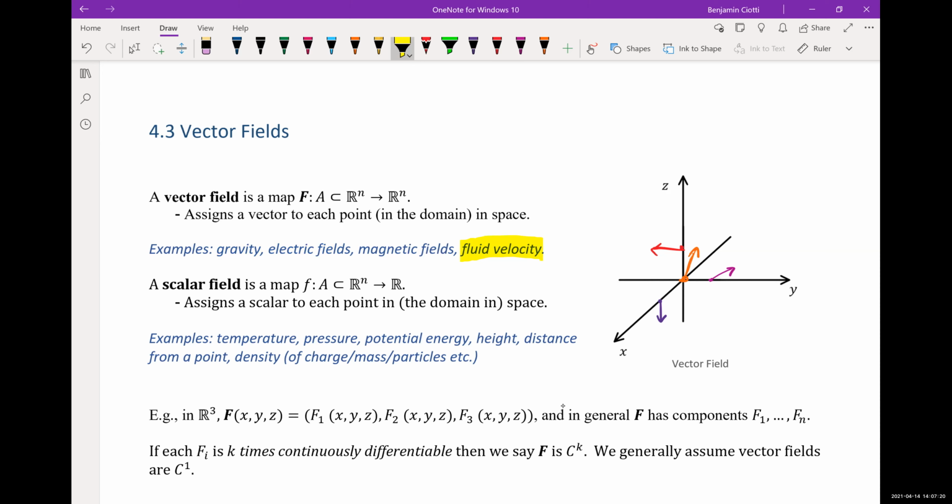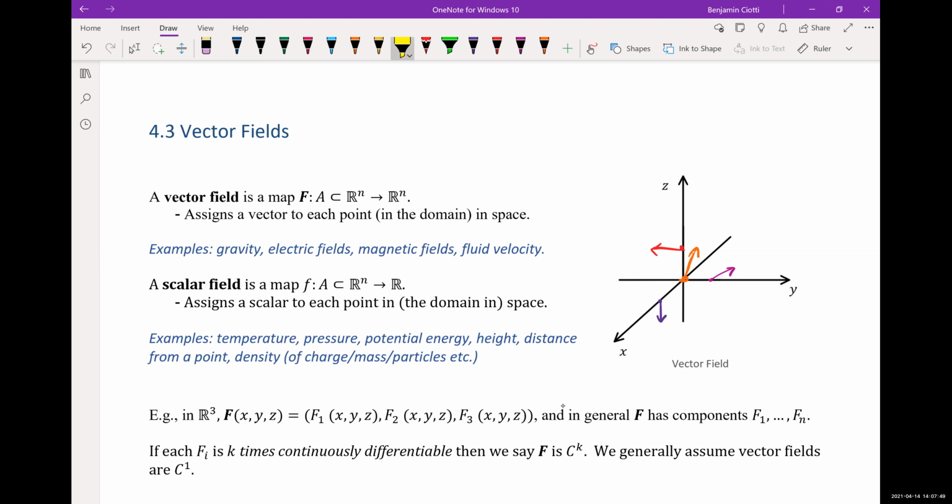Another example, which is a pretty cool one, is fluid velocity or fluid flow. So if you imagine, if you will, that you've got some river flowing, like a current that's flowing, and at each point in the river, you know the velocity of fluid that moves through that point. So that assigns a vector to each point in space, at least in the domain. So that's another example of a vector field, which I'll talk more about later on today.